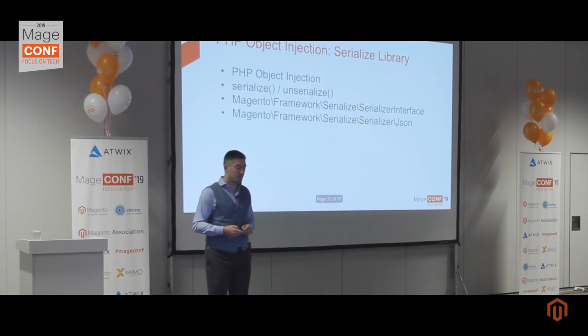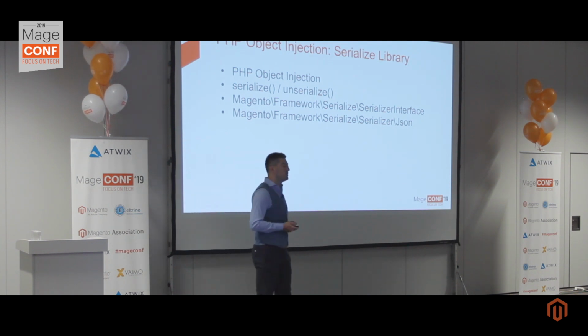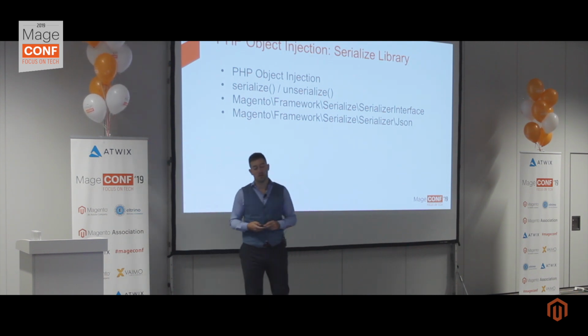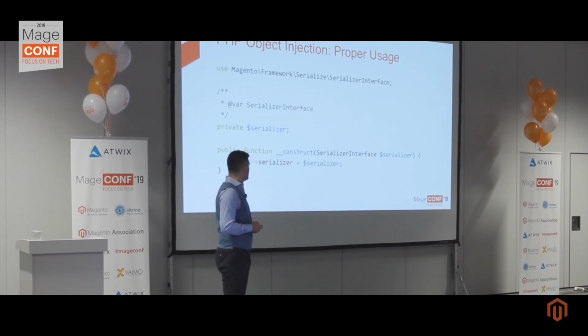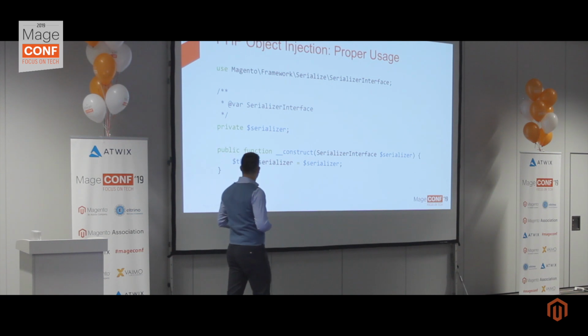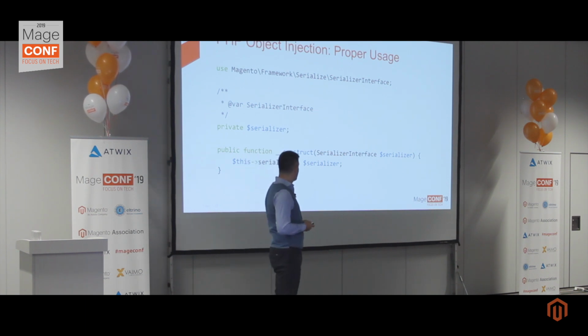by default, instantiate a JSON serializer, and it will use JSON encode and decode in the background. This is just one example of how it should be used. All you need is to inject this serializer interface and use its methods, and you don't have to worry about anything.